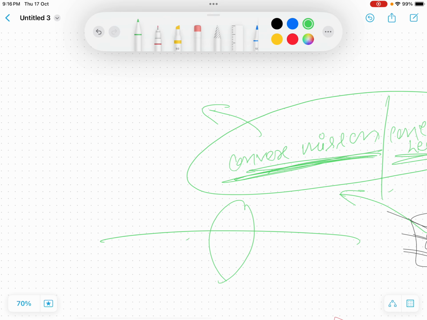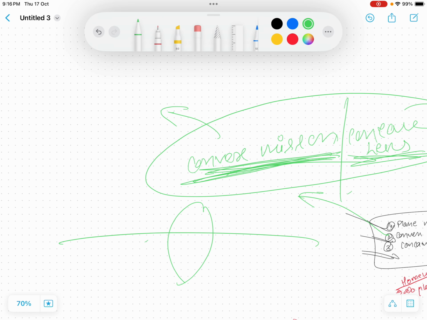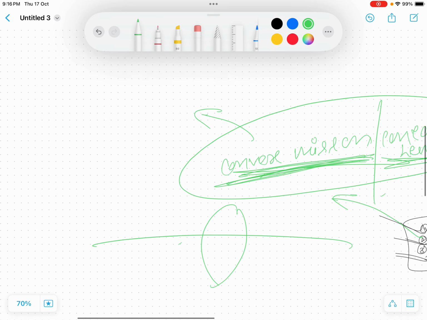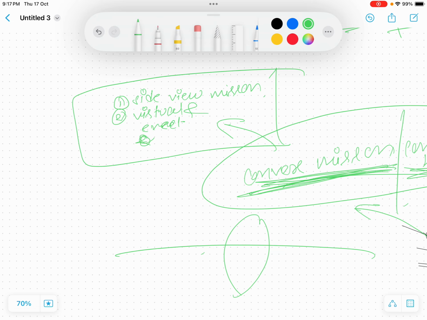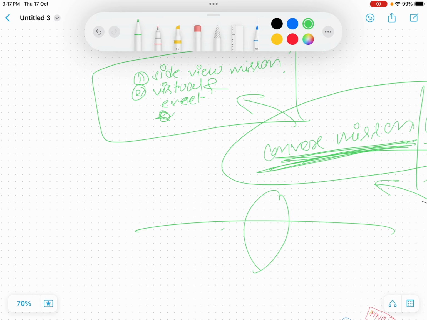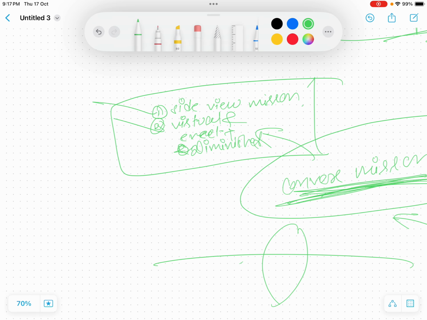About the convex mirror, there is only one thing to remember. I'll give you tips. Just forget everything you know about the convex mirror and remember only two points. First, it is used as a side view mirror. Second, it forms a virtual, erect and diminished image. Diminished means very small sized. Just remember these and you are done.